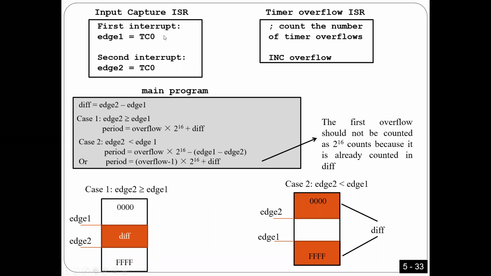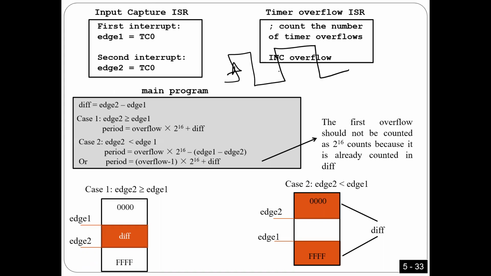Look here, guys. Again, the input capture should give you two values, H1 and H2. Actually I need two interrupts, as you see here. In the first interrupt, I'm going to store TC0 in H1. H1 is a memory location. In the second interrupt, I'm going to store TC0 in H2. So now I have two values, and I need one more.